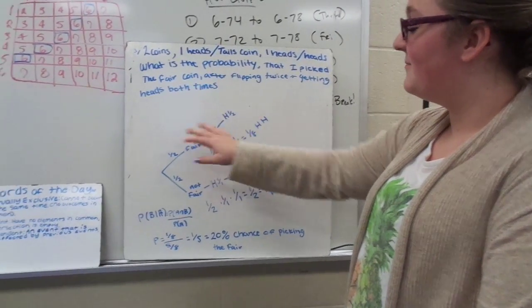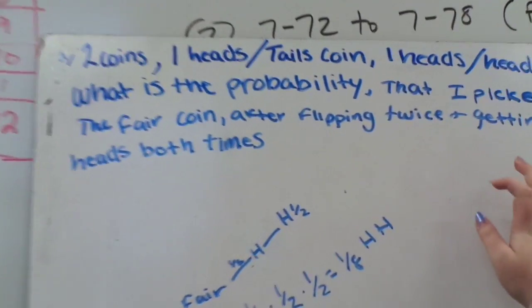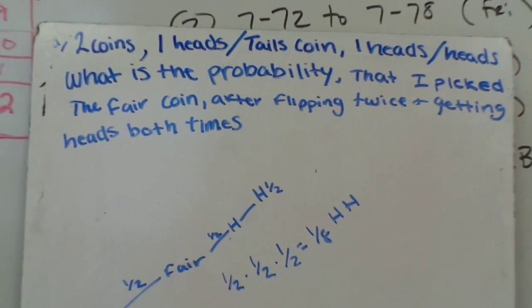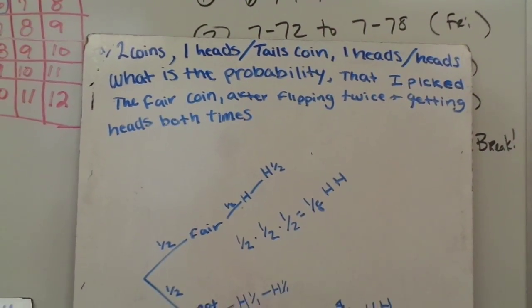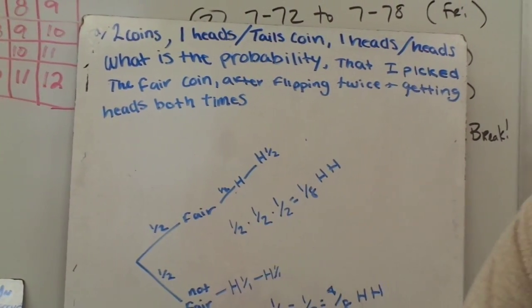Okay, so the problem is you have 2 coins. You have one that's a heads and a tail, and then one that's a heads and a heads. And what is the probability that I picked the fair coin, which is the heads and the tails, after flipping it twice and getting heads both times?